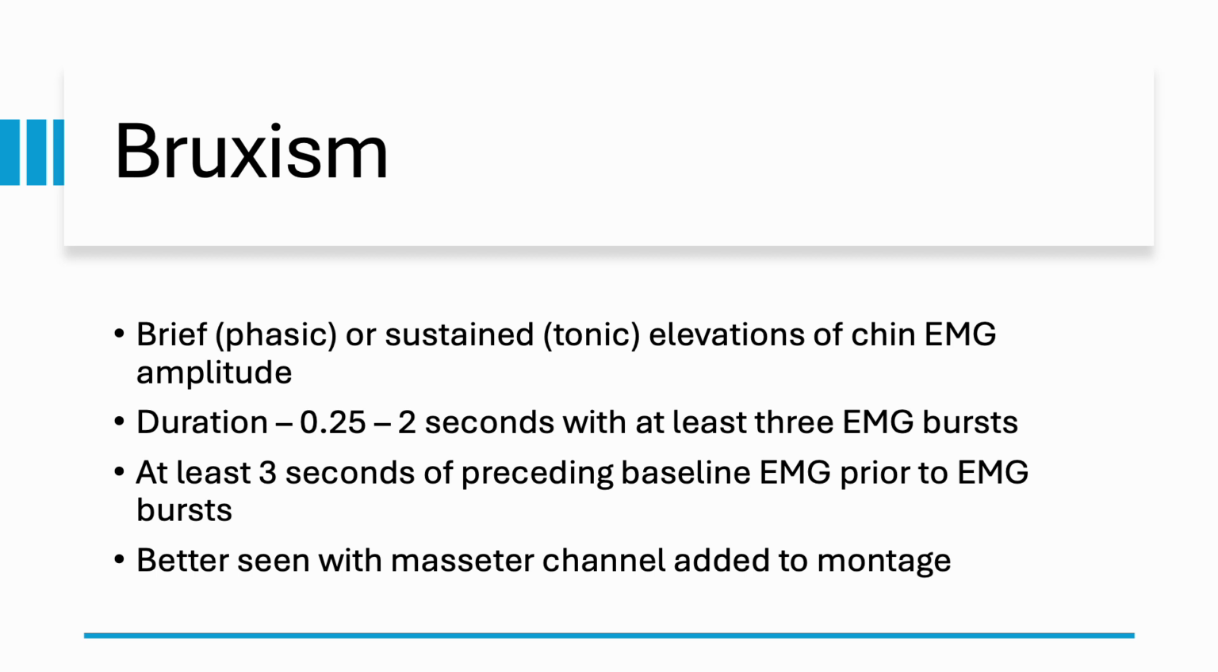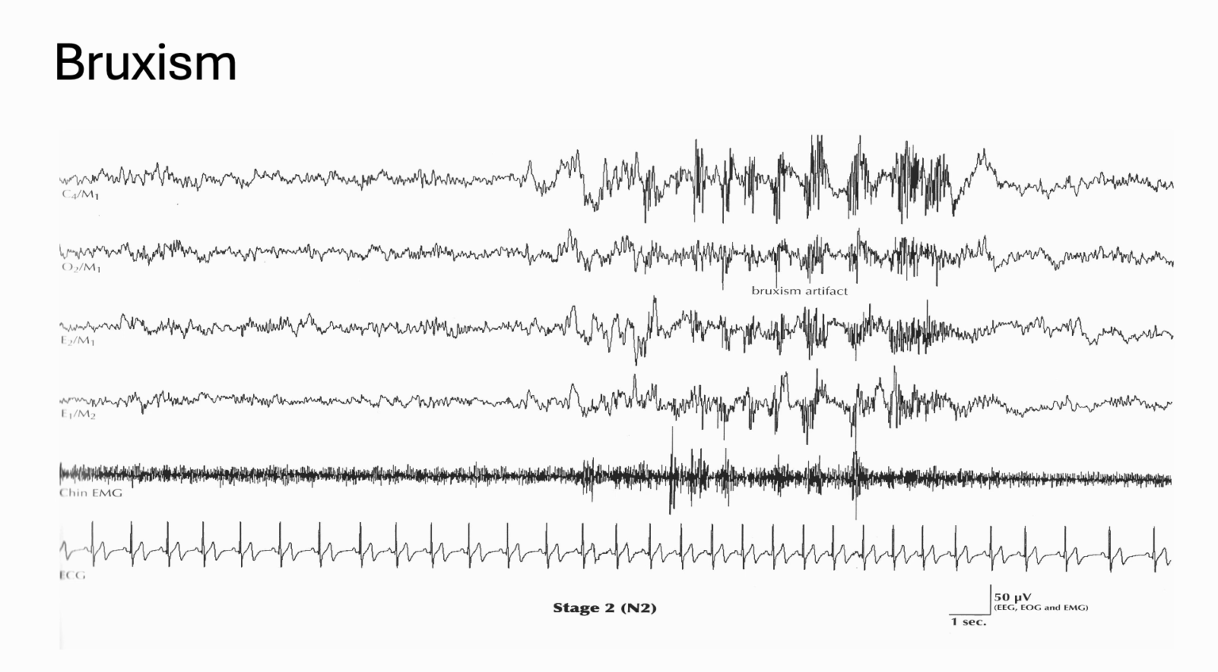Bruxism is best seen if a masseter channel is added. The chin wires will see it, but the masseter on the side of the jaw is a giant muscle and it activates big time in the EMG. If it's audible, if you can hear them grind their teeth, you should document that you can hear it.